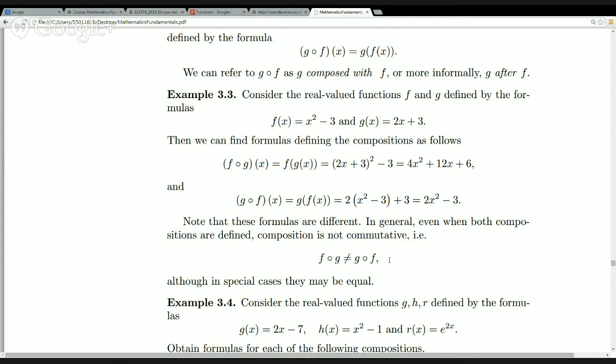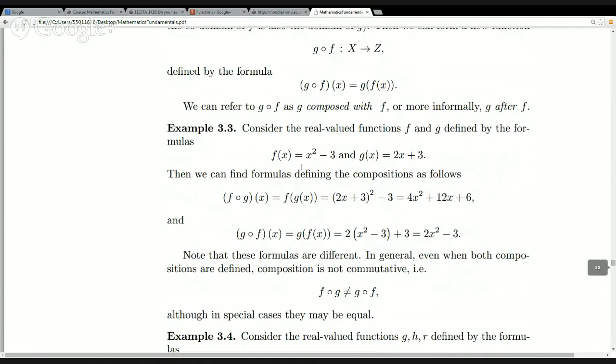Sometimes they do lead to the same result, but that's kind of special behavior. In general, they don't. And that's what we're seeing here in this example, Example 3.3 there. Two ways of composing those two polynomials leads to different results.